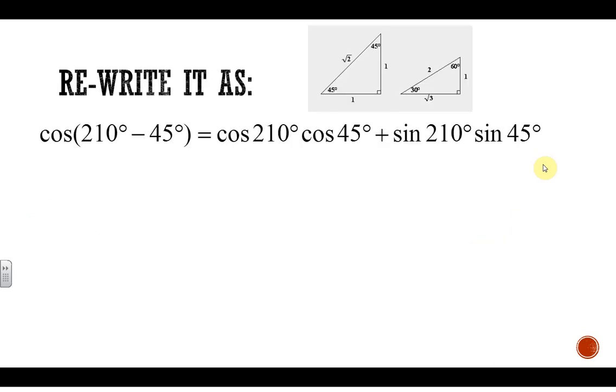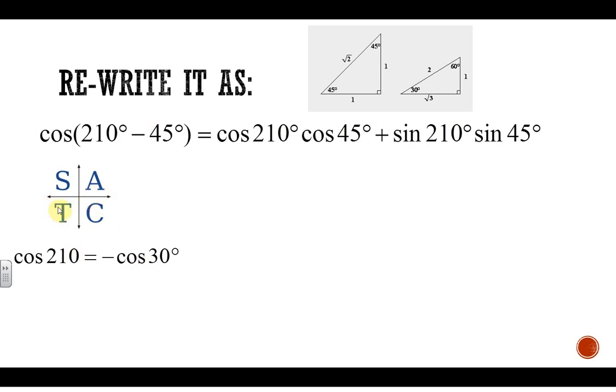So we plug that into the difference formula, and then we've substituted in appropriately. Because 210 is a bigger angle than your 0 to 90, I adjust it to the first quadrant angle. So I know that in 210, cosine is negative.